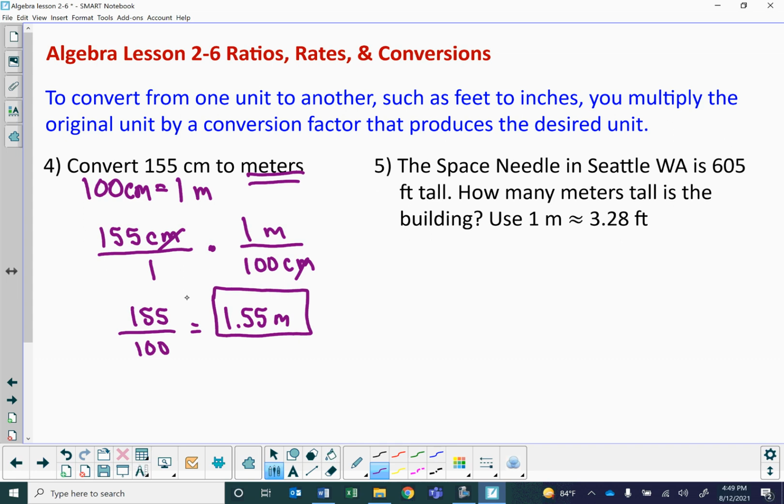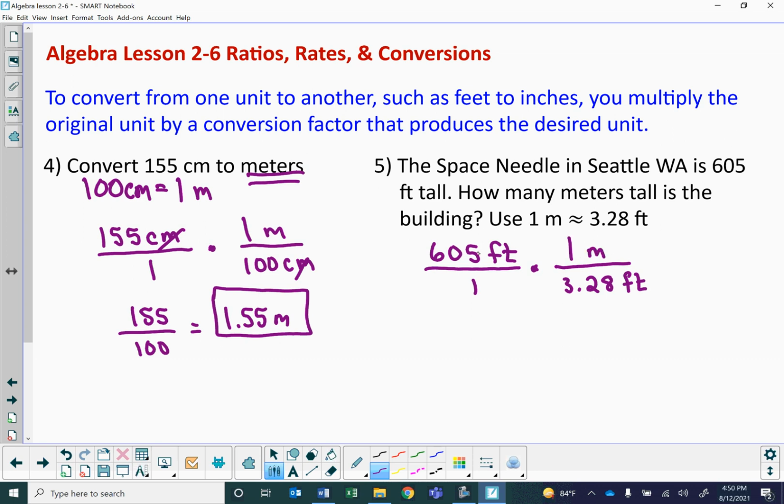Number 5, the Space Needle in Seattle, Washington is 605 feet tall. How many meters tall is the building if 1 meter is equal to 3.28 feet? So 605 feet over 1. I always put it over 1. And we're going to multiply that. I need my feet to cancel out. Since I need my feet to cancel out, my 3.28 feet has to be on the bottom of my fraction, and my 1 meter has to be on the top.